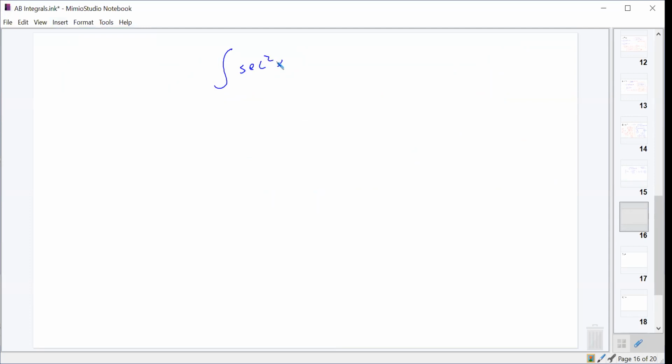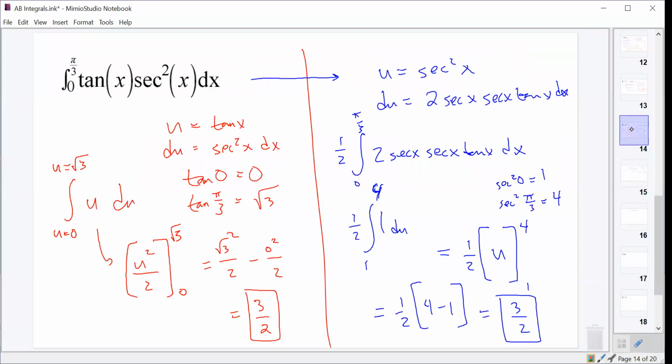I want to do this problem. The integral of secant squared x tangent x dx. It's the same problem, right? Except that this time, it's an indefinite integral, right? It's no longer a definite integral, it's an indefinite integral. There's no limits of integration. So which way do we want to do it? Do we want to do it with the secant substitution, the secant squared substitution, or the tangent substitution?